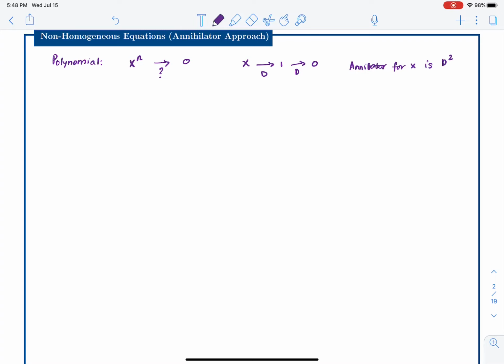D squared. If we start with x squared, the first time we apply D, we get 2x. The second time we apply D, we get 2. The third time we apply D, I get 0. So the annihilator for x squared is D cubed.